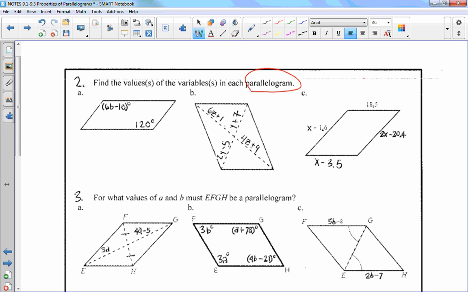In part A, we have angles marked, so we should think about what the two things about angles are. Karen, can you tell me one thing about parallelogram angles? Opposite angles are congruent, and they also have consecutive angles. These happen to be the opposite angles, the one on the bottom right and the other on the top left. So if opposite angles are congruent to each other, how can we find b?